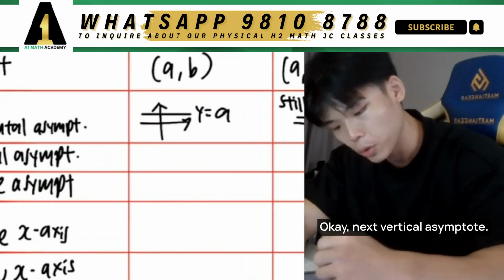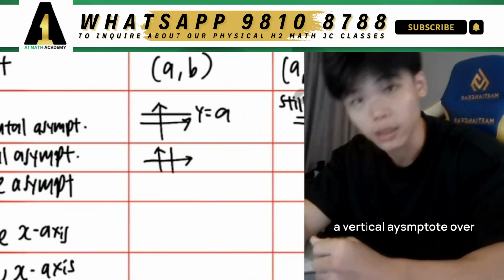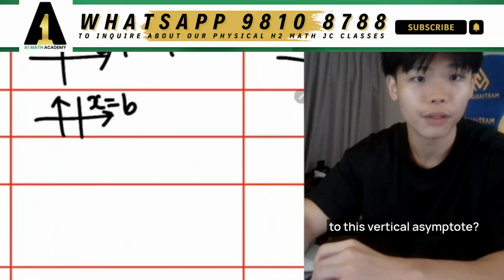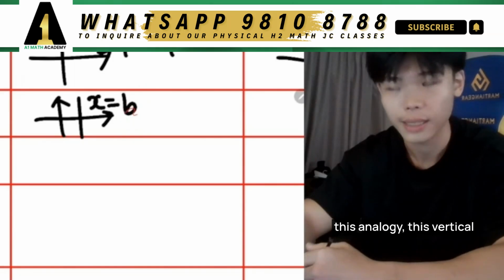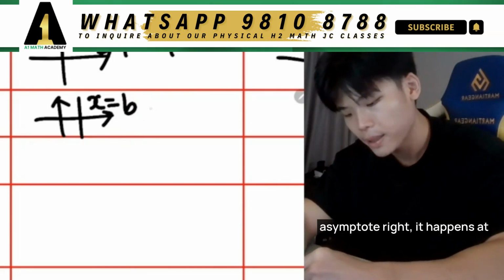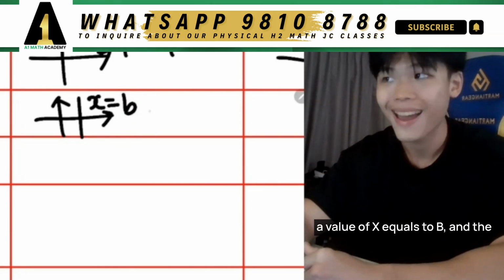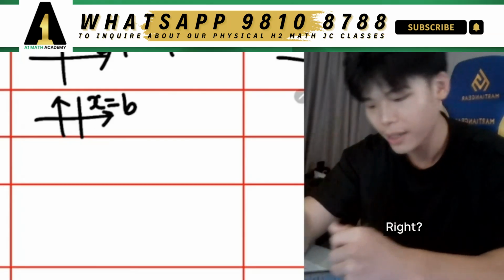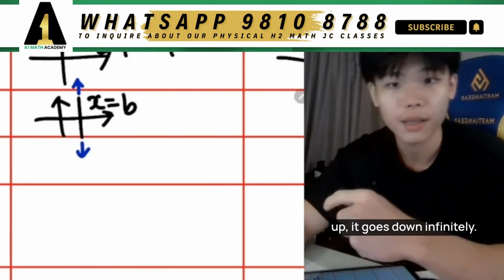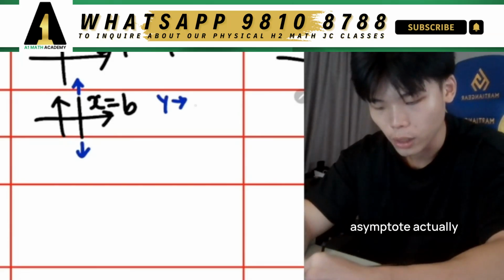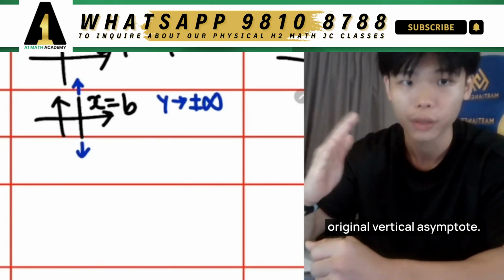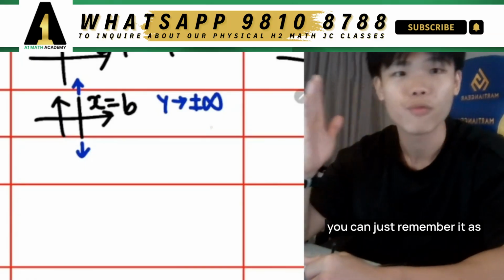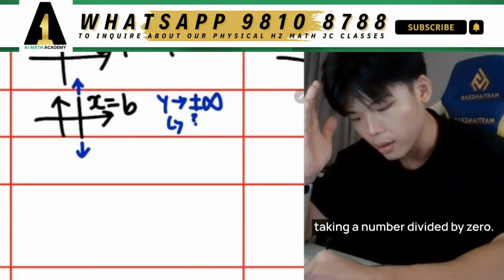Next, vertical asymptote. So let's say originally I have a vertical asymptote over here at x equals, let's say, b, for instance. What happens to this vertical asymptote? I want you to remember this analogy. This vertical asymptote happens at a value of x equals b, and the so-called y value of this asymptote is infinite. This vertical asymptote goes up, it goes down infinitely. So the y value for this original vertical asymptote actually approaches plus minus infinity. The only way for us to achieve plus minus infinity in math, you can just remember it as taking a number divided by 0.